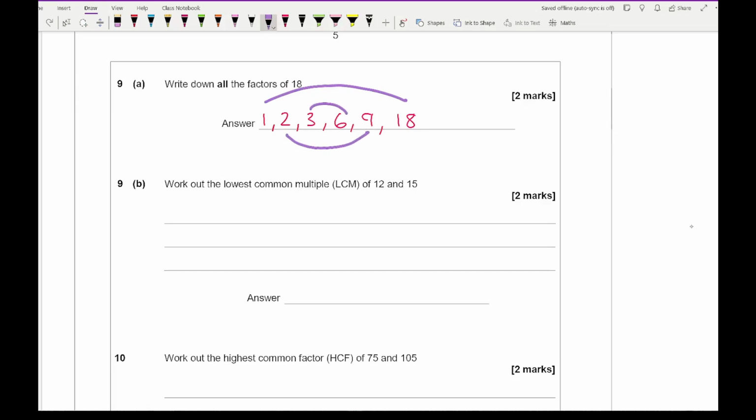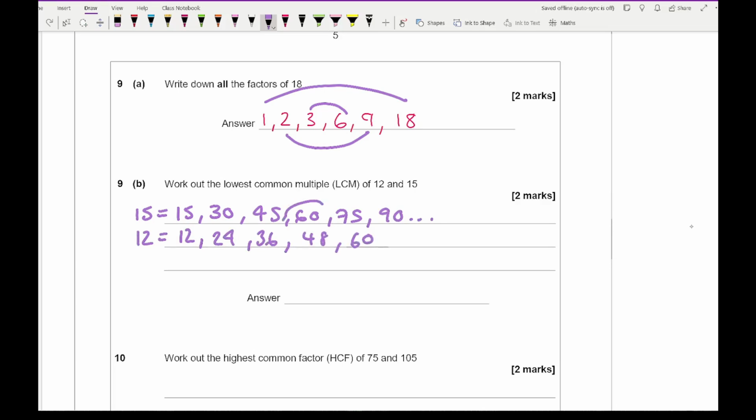Then it says work out the lowest common multiple of 12 and 15. Now there are several methods you can choose, but I would say the most common is probably just writing down the 15 times table or a few multiples. And then that carries on. And then if I go for 12, I've got 12, 24, 36, 48, and 60. You can see 60 is the first number that appears in both. So there is my final answer.